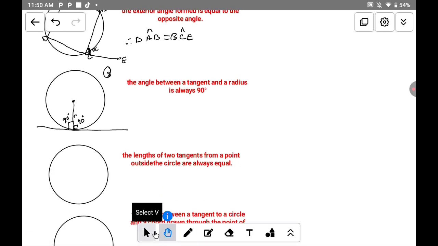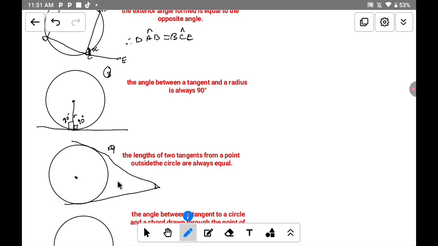That will be theorem 9. The theorem says that the two tangents from a point outside the circle are always equal. Let me analyze this. Let's say that we have two tangents. We have the first tangent drawn here from outside, and another tangent also drawn from outside. This is where they meet. So the angle here, and this is the center of the circle.